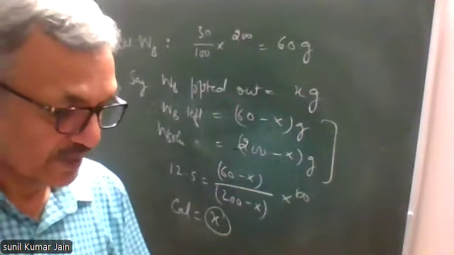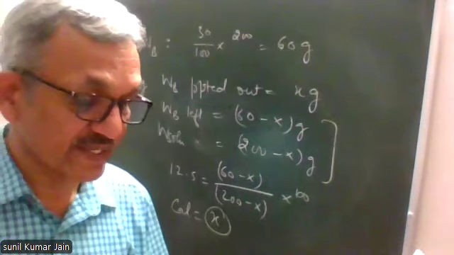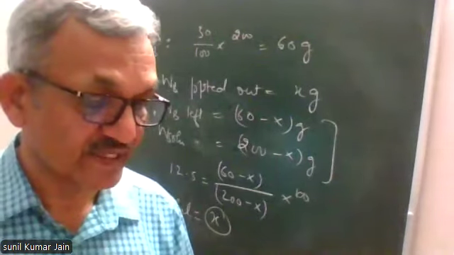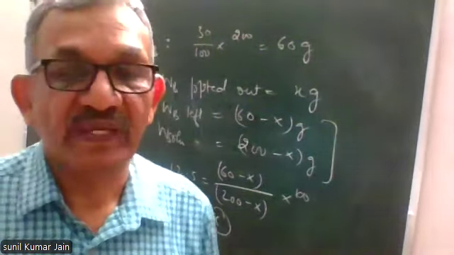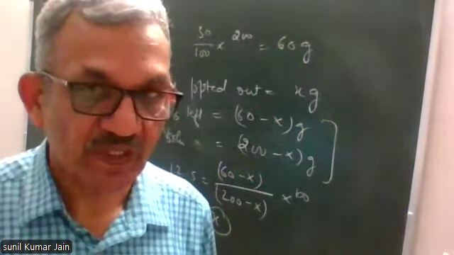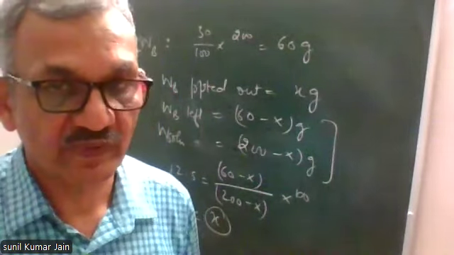Third numerical. Mole fraction of acetic acid in a solution containing 46 grams of ethanol, 90 grams each of acetic acid and water is. See, if the numerical is very simple, I may sometimes skip. Like the third numerical is very simple. I expect you'll be able to solve it yourself.